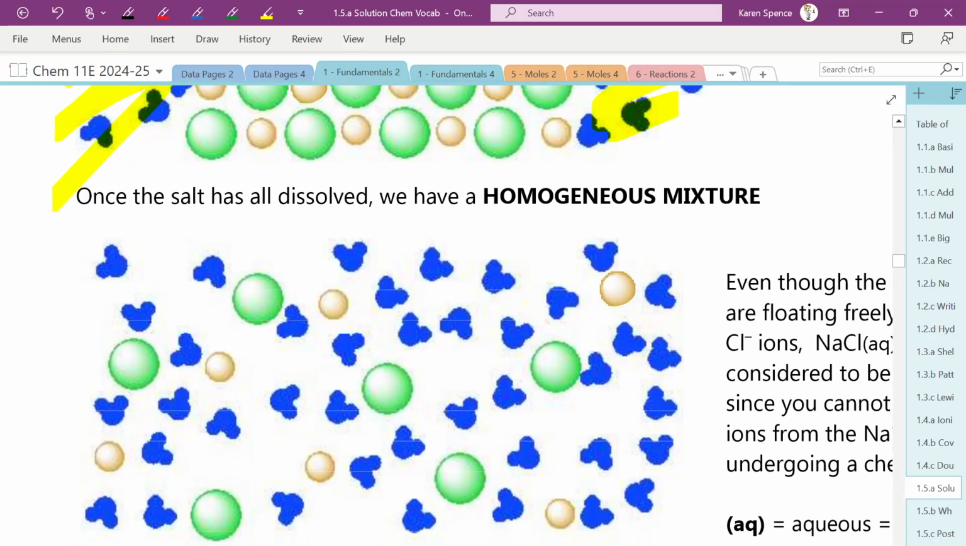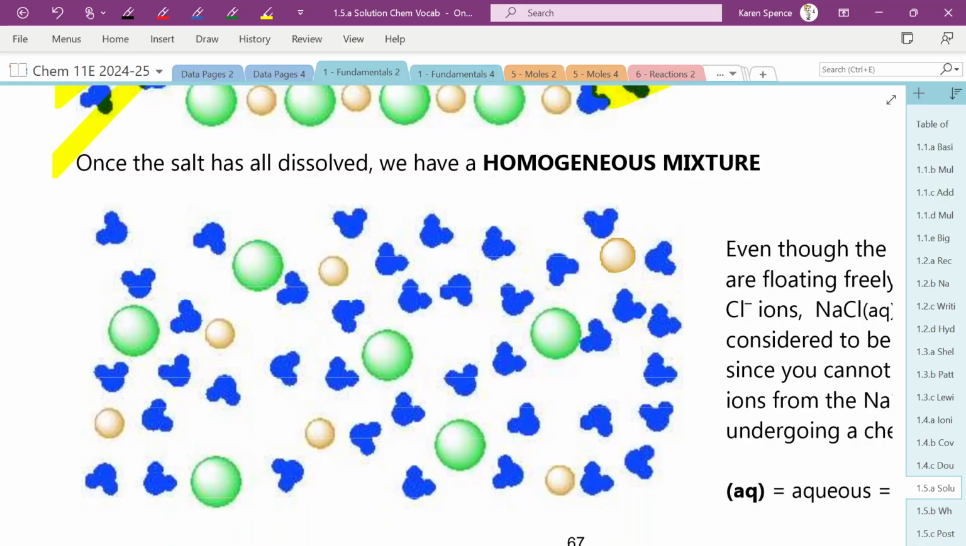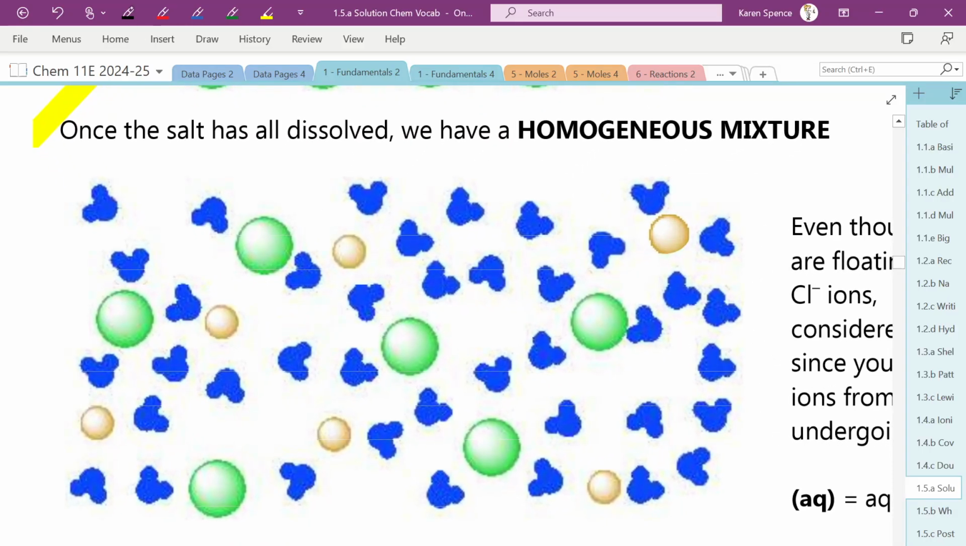But once all the salt is dissolved, do you see how all the individual chloride ions and sodium ions have completely separated? Every individual particle is separate from every other individual particle. There's no more clumps of sodium chloride together. Yeah? And that's how we end up with a homogeneous mixture.